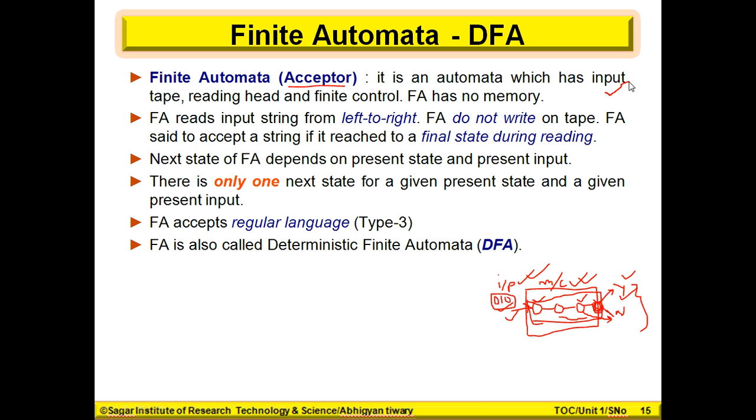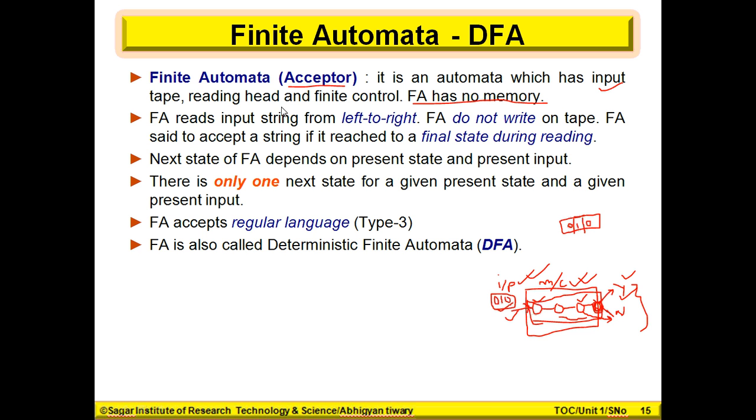Good. So it comprises an input tape. We are going to take input from the user, and this is the input tape where we give input. Right now we have just 0, 1, 0. And then we have a reading head, with the help of which we read this input. And we have this finite control. Finite control is the brain of the machine itself. This finite control is responsible for deciding, after reading an input, at which state we are going to move. And definitely FA has no memory.